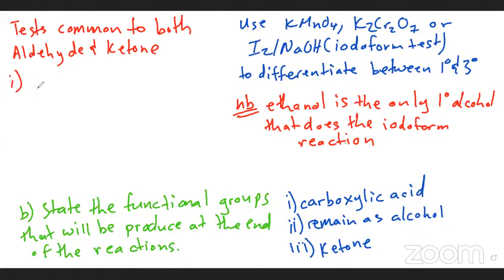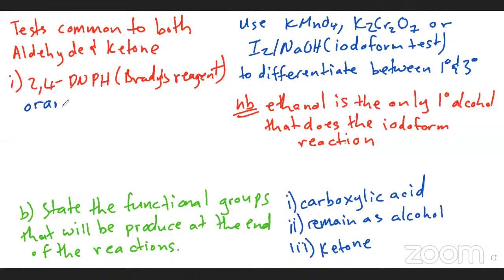2,4-DNPH, and that is called what? Brady's reagent. What color change are we looking for? Anybody remember? Orange. So we're looking for a bright color, an orange precipitate. Test to distinguish them now.